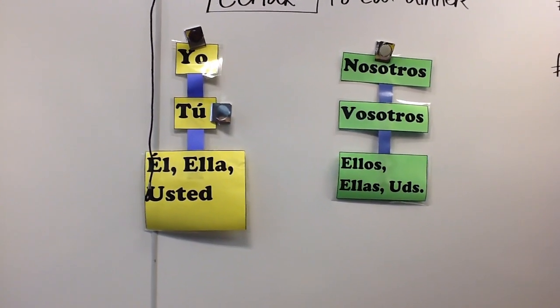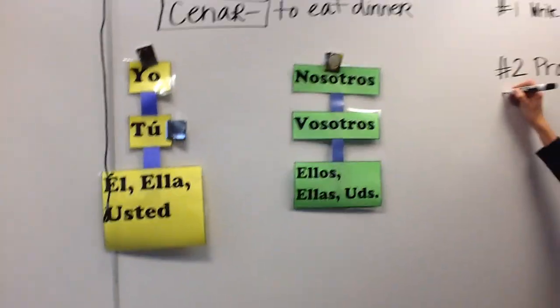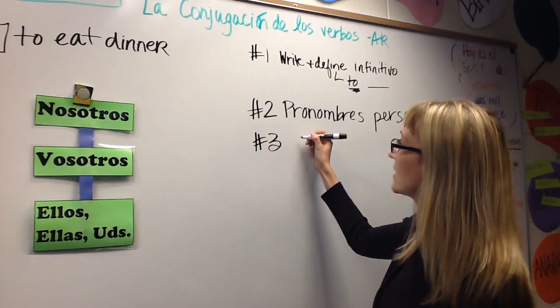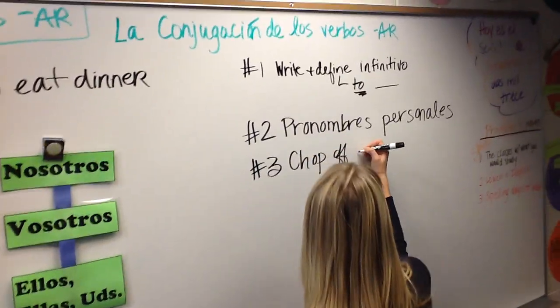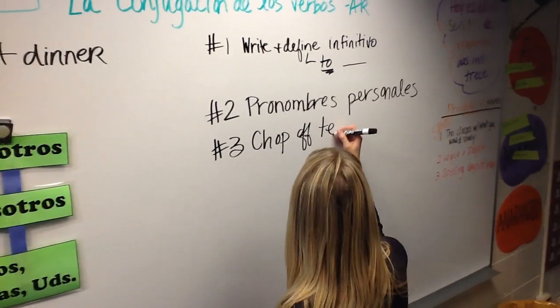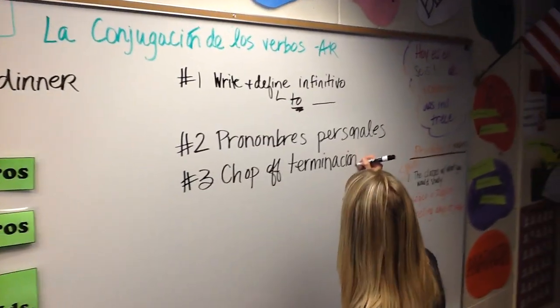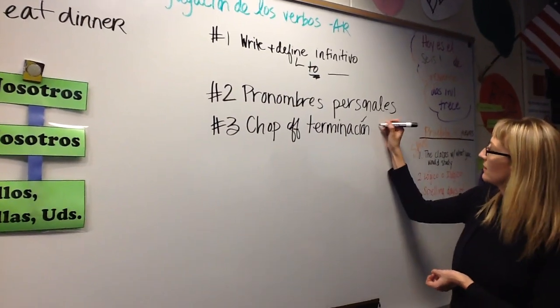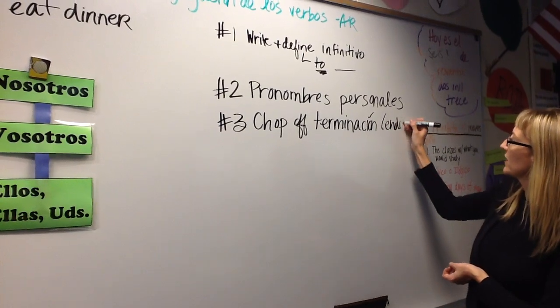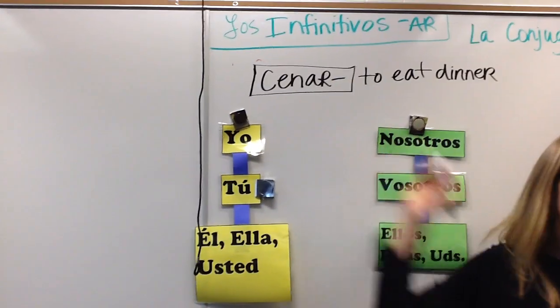All right, so step number 3. Do you all have your personal pronouns written down? Okay. Step number 3, you need to chop off the ending. Chop off the terminación. What does terminar mean? To finish or to end. So what do you think a terminación is? The ending, right? Chop off the ending. So up here, what kind of a verb is this?